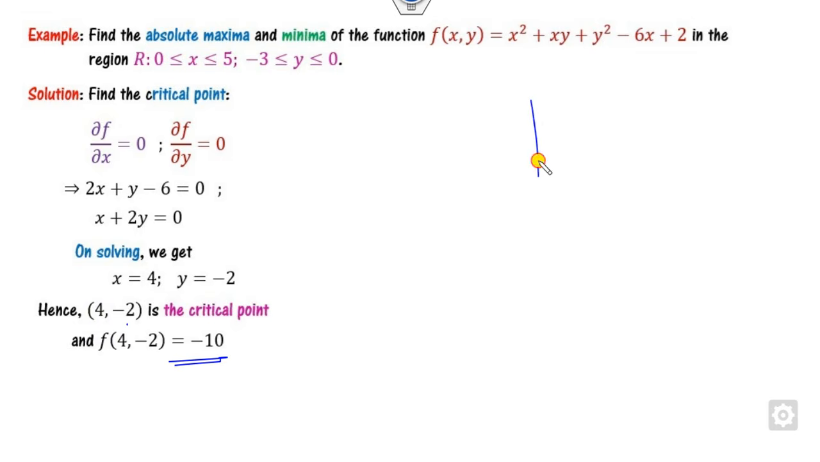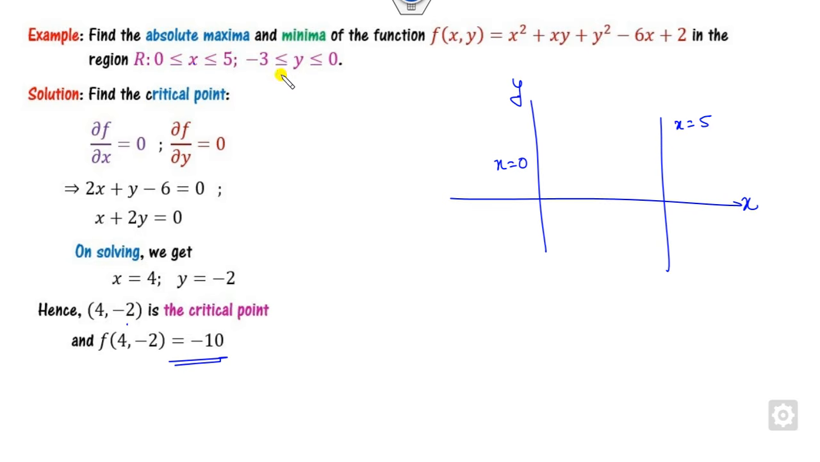You can draw the graph of this. So this is my x, this is my y. This is the line x is equal to 0. This is the line x is equal to 5. This is the line y is equal to minus 3, and this is the line y is equal to 0. So this is my common portion.